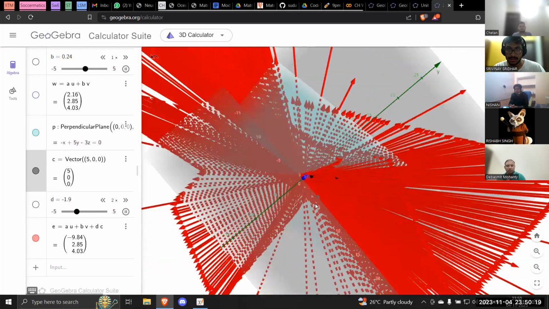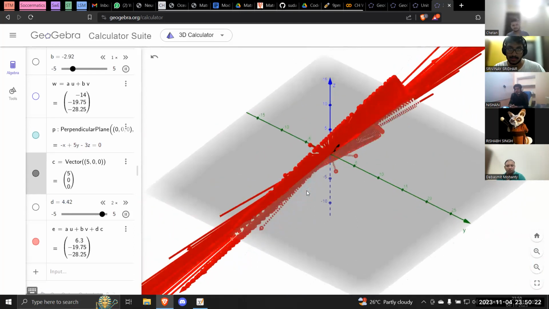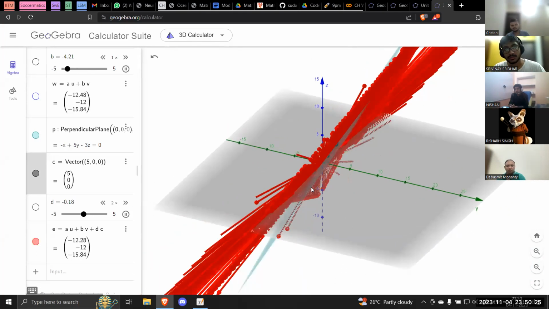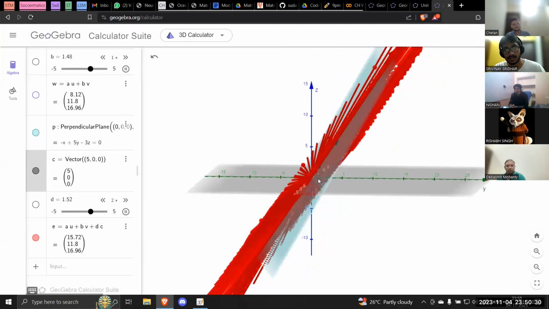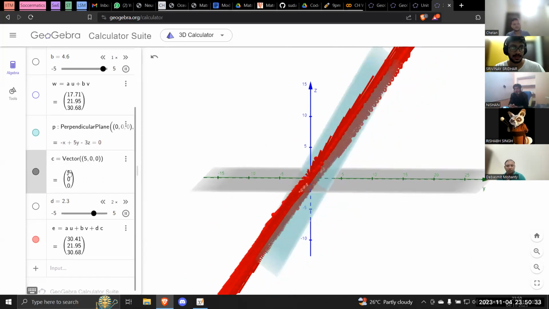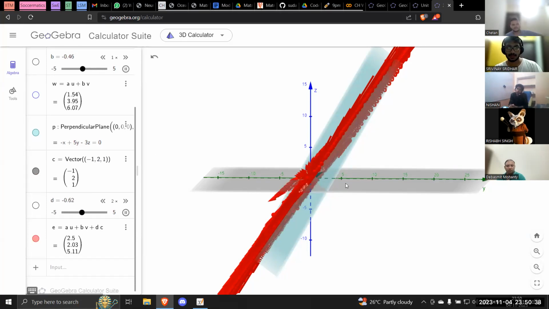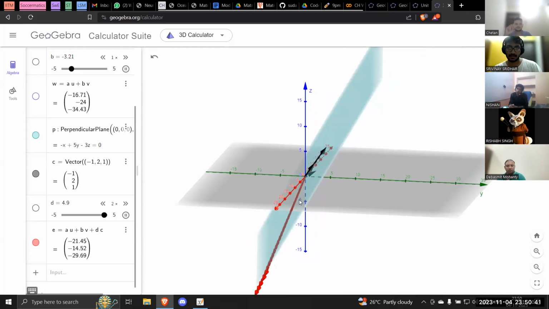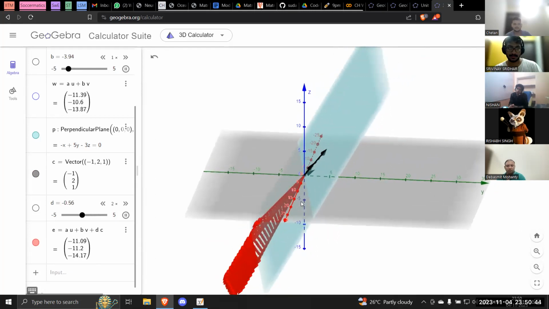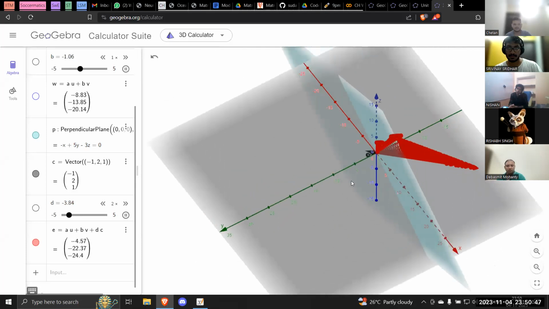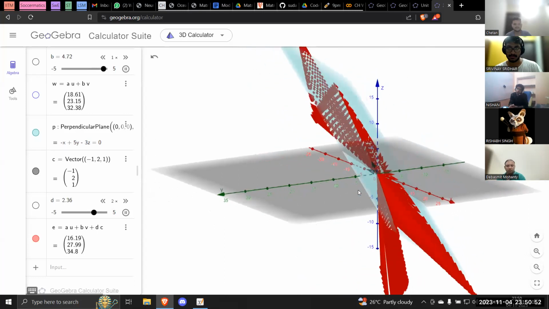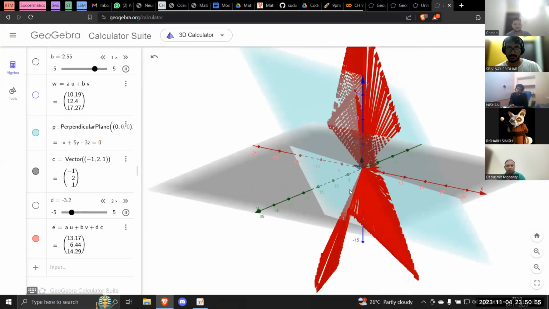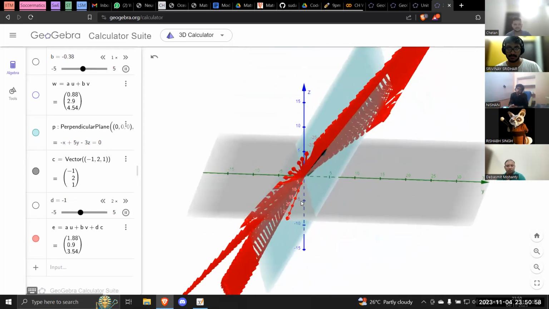Maybe we can't see it clearly. Can you just change the vector, make it -1, 2, 1. Yeah. Perfect. Now can you zoom out? Right, perfect. Now just change the speed as well, increase the speed so that it spans everything quickly.